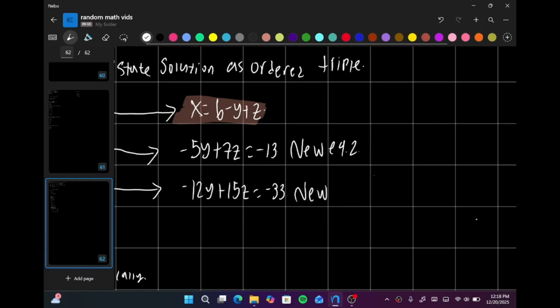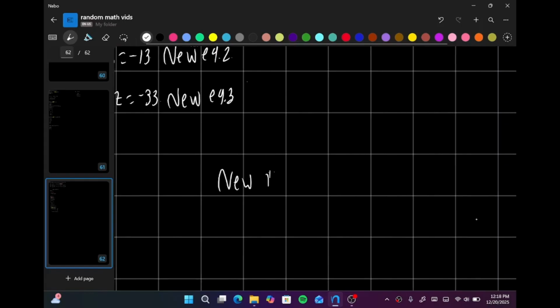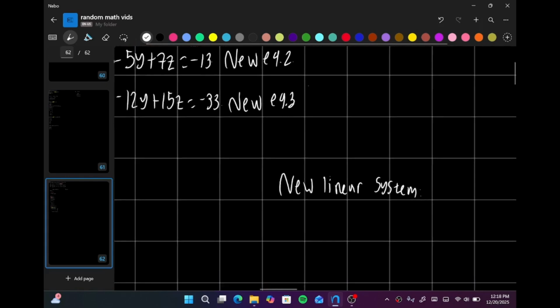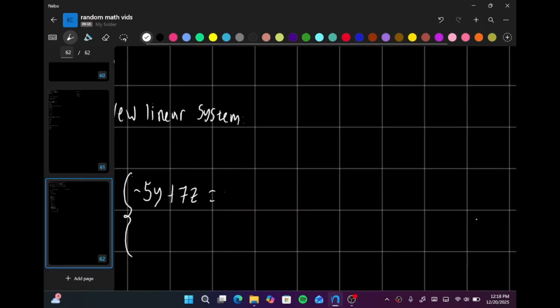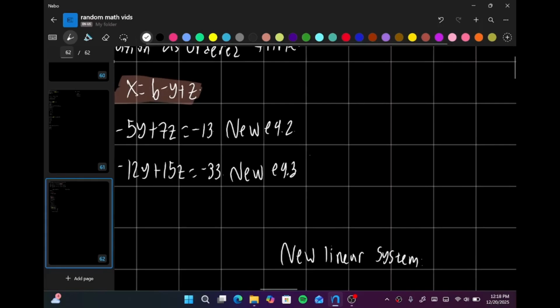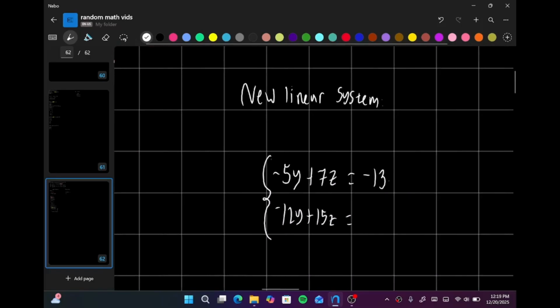And now we have a system of two equations and two unknowns. The new linear system is negative 5y plus 7z equals negative 13, and negative 12y plus 15z is equal to negative 33.